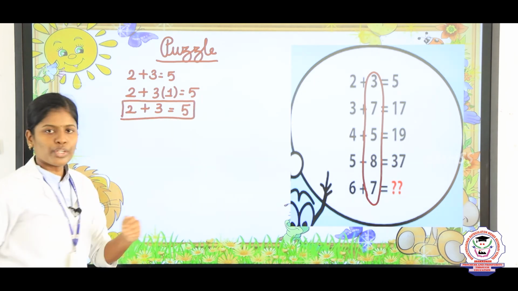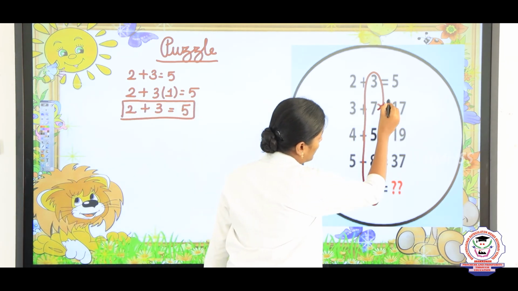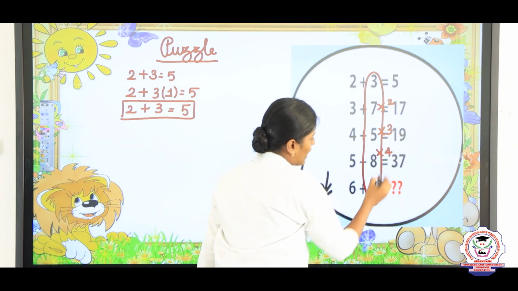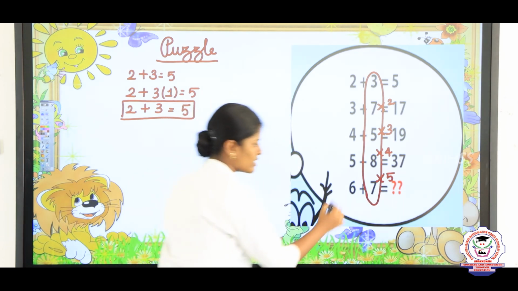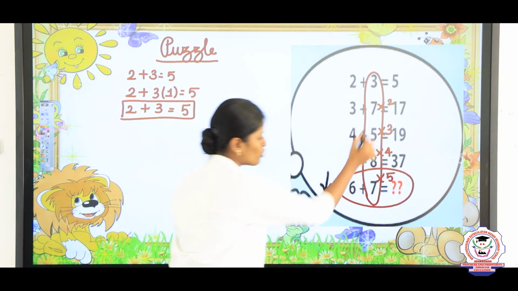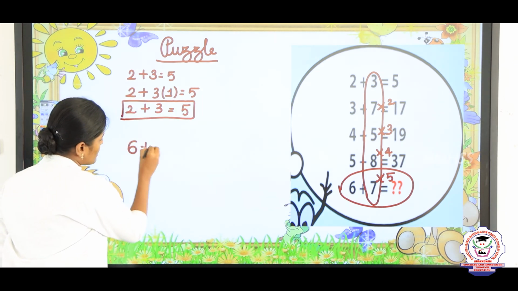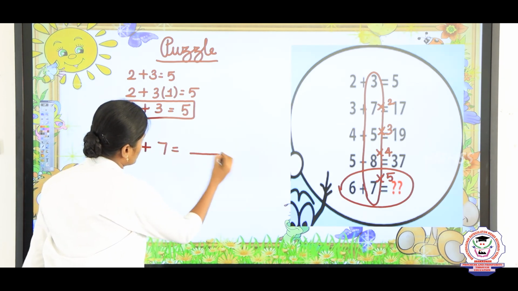Likewise, we are going to multiply the second number by 2, and then the third number by 3, and then the fourth number by 4, and finally the fifth number by 5. Now I am going to find this answer. So the question is 6 plus 7 equal to, what is the answer?